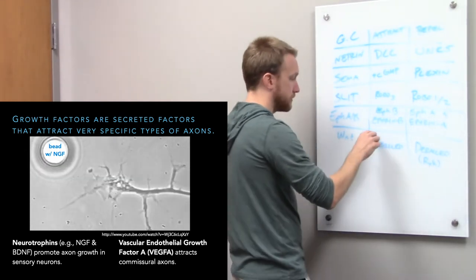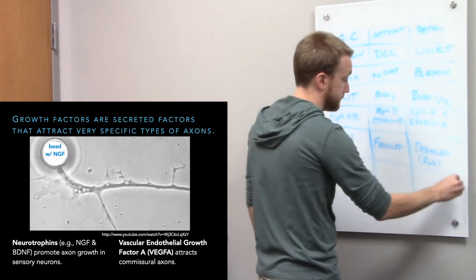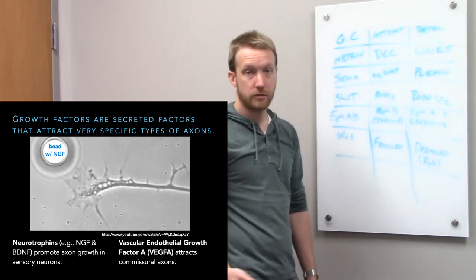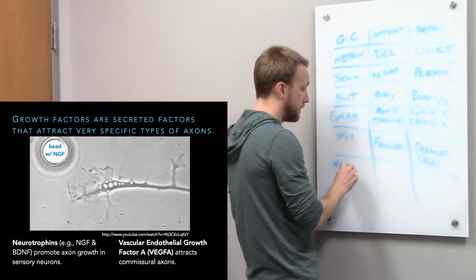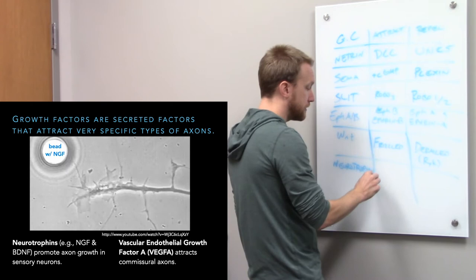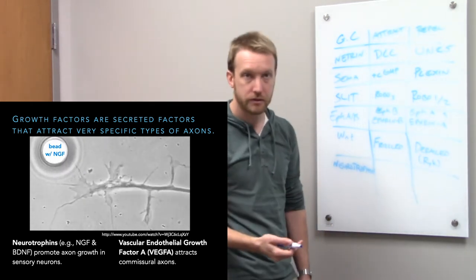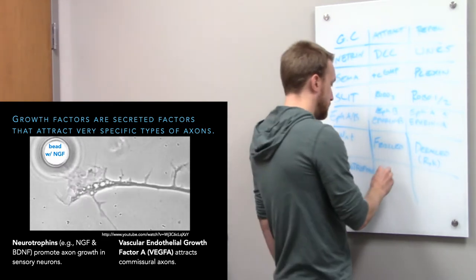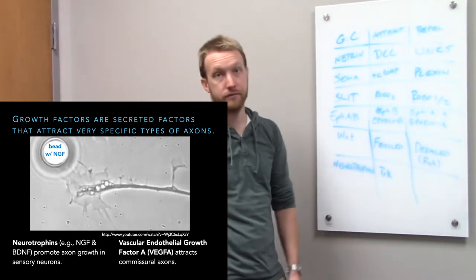Then we have growth factors. These are going to bind to different receptors, and what they're going to do is attract axons. Your neurotrophins are a great example, and we'll talk about these again in this unit. These are fairly important. There's a variety of neurotrophins. They'll bind to different receptors, so I'll just put their Trk receptors here. These are going to be attractive.